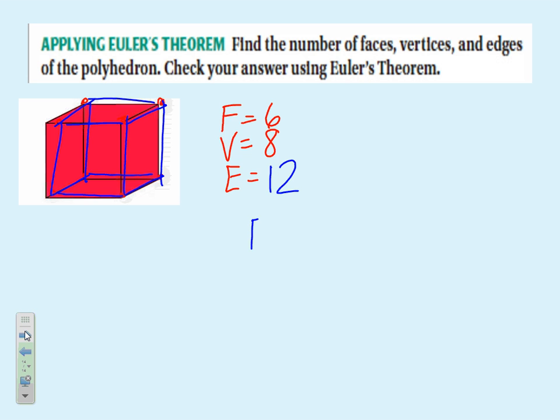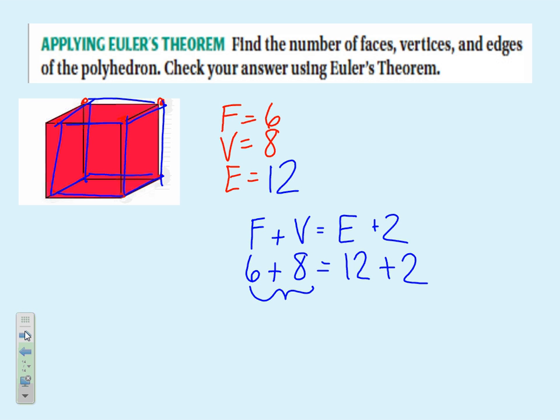So let's check with that formula. The formula says faces plus vertices equals edges plus 2. If we plug in our numbers, 6 plus 8 equals 12 plus 2. Is that a true fact? This side is 14. This side is 14. So yes, my numbers check. I know I counted correctly. So that kind of summarizes what we need to do today, and just take a look at the basics of these solids. I want to thank you for taking good notes.